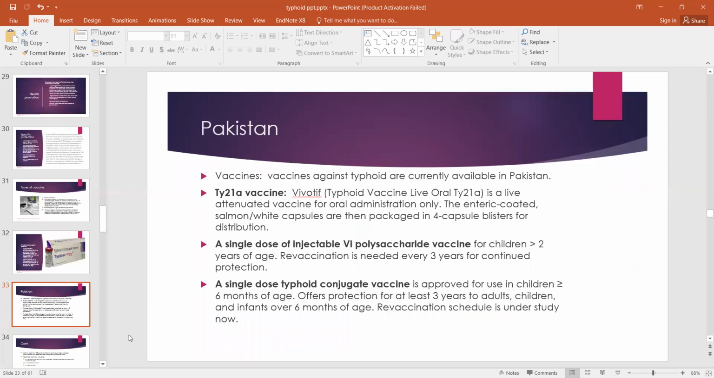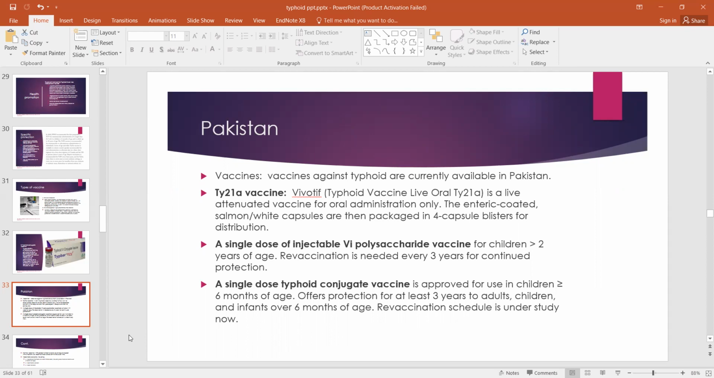Vaccines against typhoid are currently available in Pakistan. Vivotif is a live attenuated vaccine for oral administration only. The enteric coated salmon white capsules are packaged in 4-capsule blisters for distribution. A single dose of injectable encapsulated polysaccharide vaccine is given for children more than 2 years of age. Revaccination is needed every 3 years.